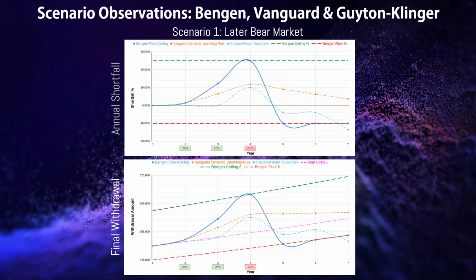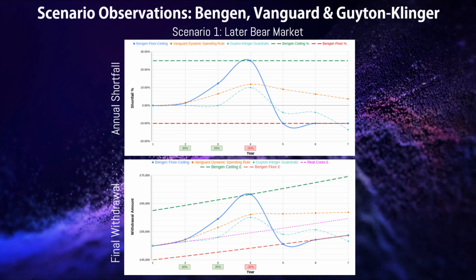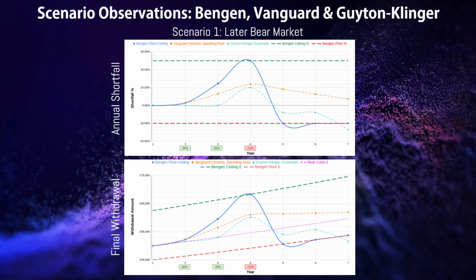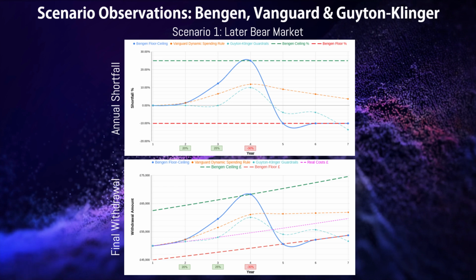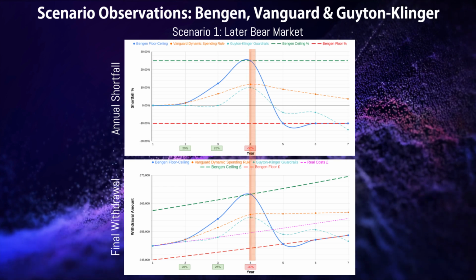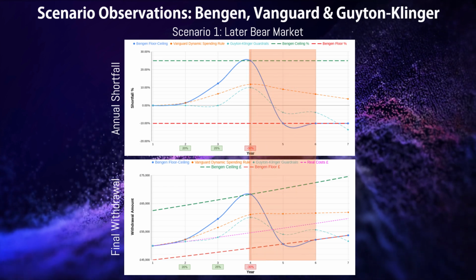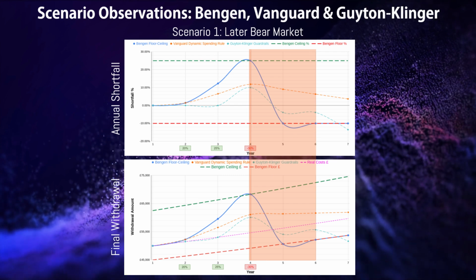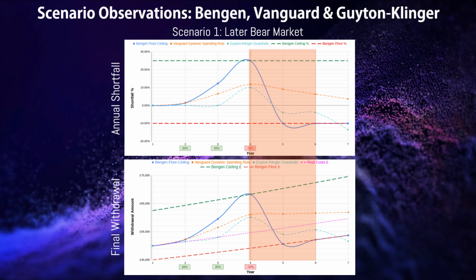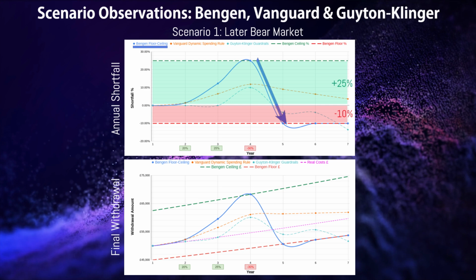Starting with scenario 1, the annual shortfall and final withdrawal amounts offer 2 perspectives on the withdrawals recommended by each strategy. All 3 strategies respond to the year 4 bear market by reducing spending from year 5. The real question is how each strategy handles spending in the subsequent years. Bengen shows the greatest annual volatility due to its 25% ceiling and 10% floor. We see a 35% reduction in spending in years 5 and 6.